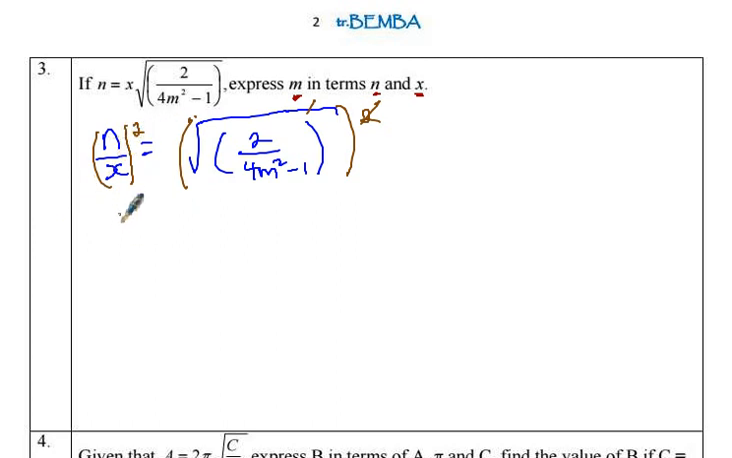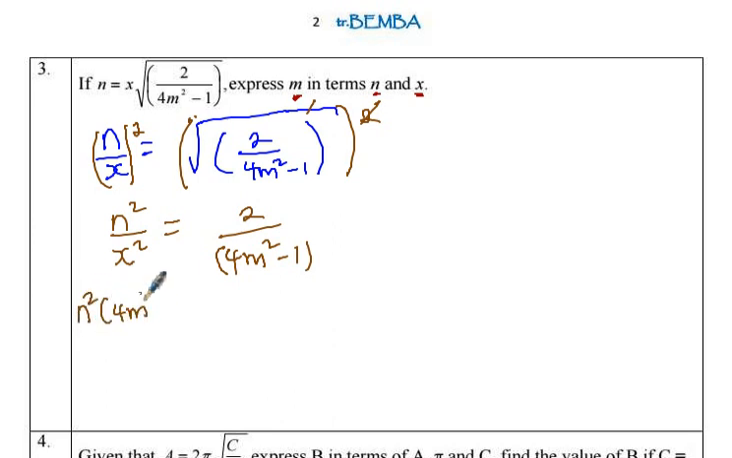And now this means I have n squared out of x squared, because the power applies to the numerator and to the denominator, is equal to now 2 out of 4m squared minus 1. Okay, now m is down here, we need to move it up, and the only way to move it up is when we cross multiply. So our cross multiplication step, n squared into 4m squared minus 1 is equal to 2x squared.